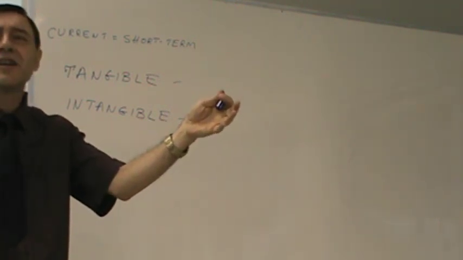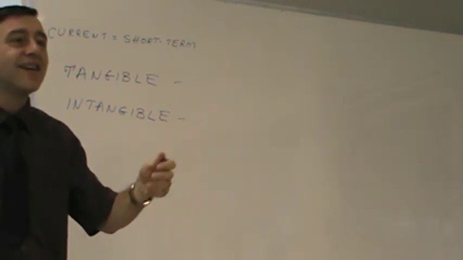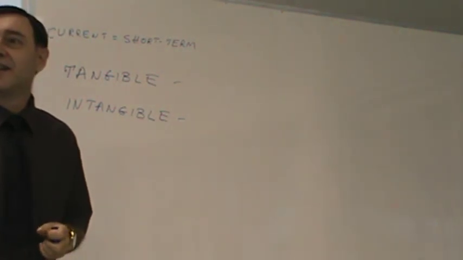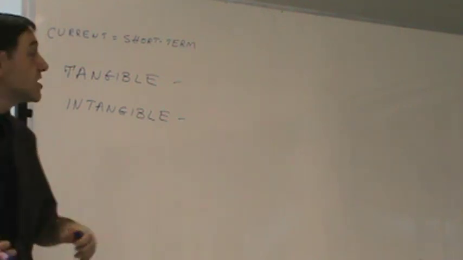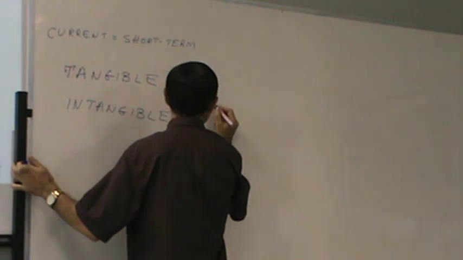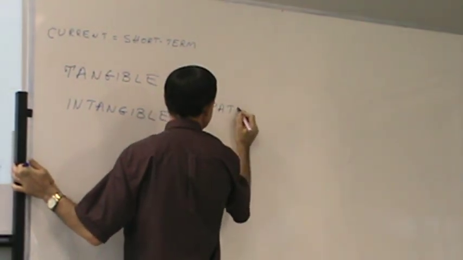Tangible is what you can touch, but intangible you cannot touch. Okay, you understand? So intangible, you cannot touch, you cannot feel. Examples of intangible I will do now is patent. So now we gotta start working on translations.